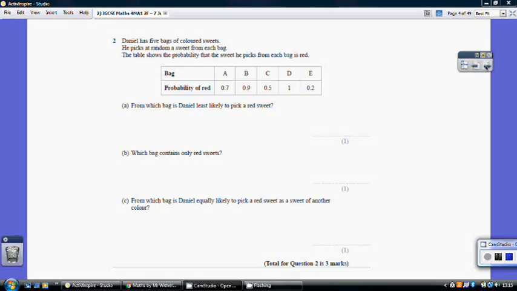Question 2. From which bag is Daniel least likely to pick a red sweet? We want the smallest number, that's 0.2, so that's from bag E. Which bag contains only red sweets? Well, that's got to be bag E, because the chance of picking a red sweet is 1, which is certain, so that must be full of red sweets. And from which bag is Daniel equally likely to pick a red sweet or a sweet of another colour? Well, that's when it's 50-50, so a probability of 0.5, so that's from bag C.